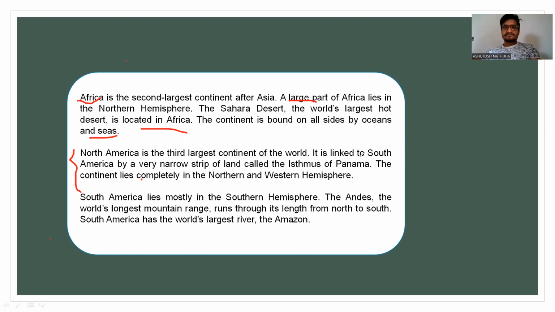Okay, students. And then the third thing is South America, which lies mostly in the southern hemisphere. The Andes, the world's longest mountain range, runs through its length from north to south. And South America has the world's largest river, the Amazon. Okay, students, so this is all about the different continents: Africa, North America, and South America.